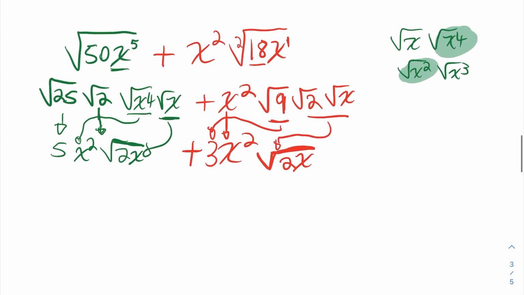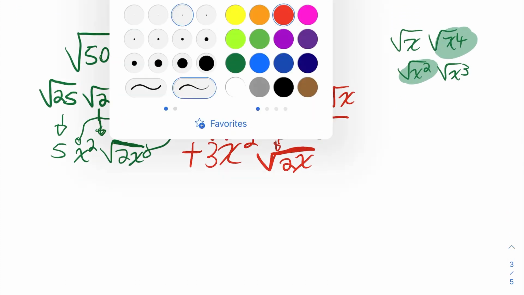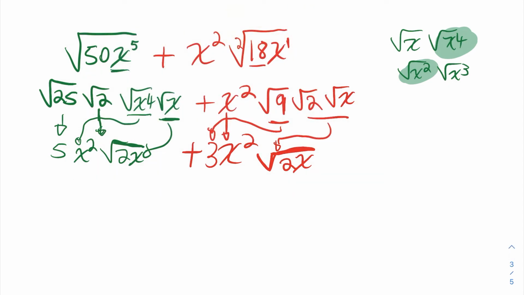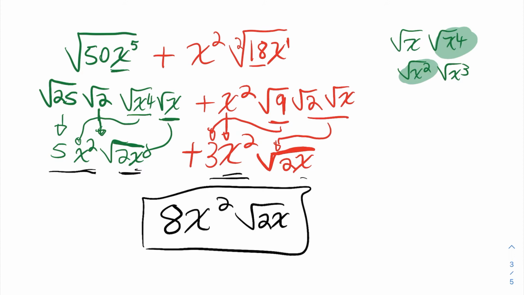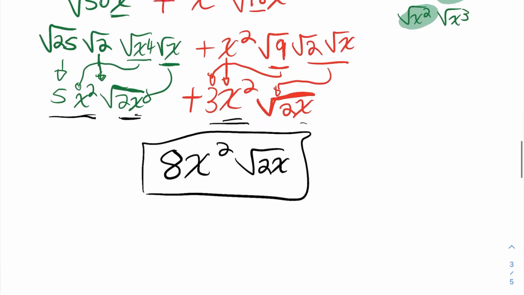So I can actually combine these then because they're like radicals. They have the same radicand and they have the same index. And also, actually, they're like terms because the variables are identical in both cases. So we have 5x squared of that radical plus 3x squared of that radical, which makes 8x squared of that exact same radical. Answer. Let's try one more.